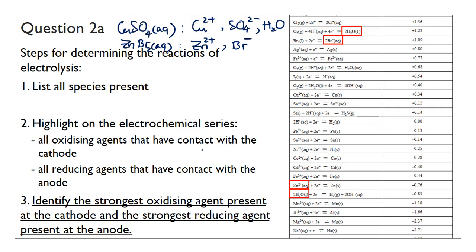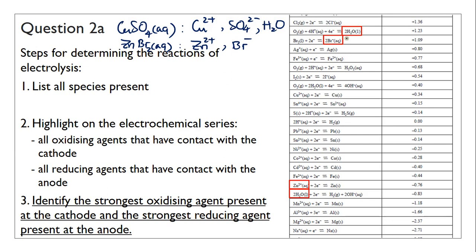Okay, so we have zinc ions, which is here. There's a water here. There is a bromide ion up here, and there is a water here. And I've just mentioned earlier that sulfate ion is a spectator ion, so you're not going to have to worry about it. If the question says that it's a spectator ion, it's already implied that it's not going to react. And also you cannot find sulfate on this electrochemical series.